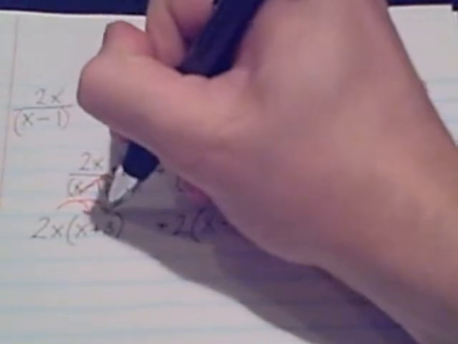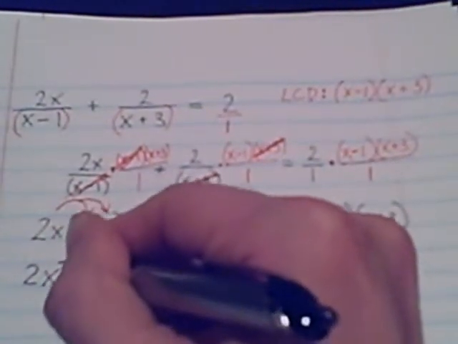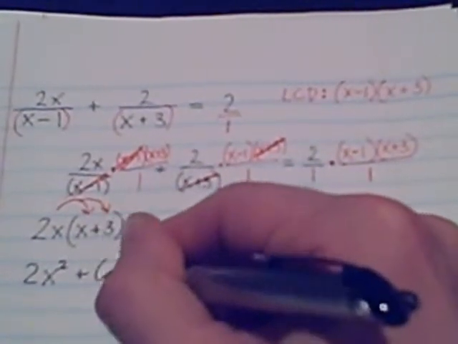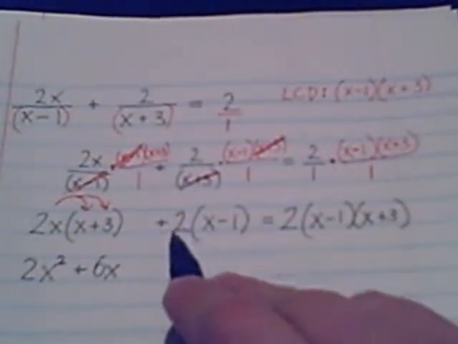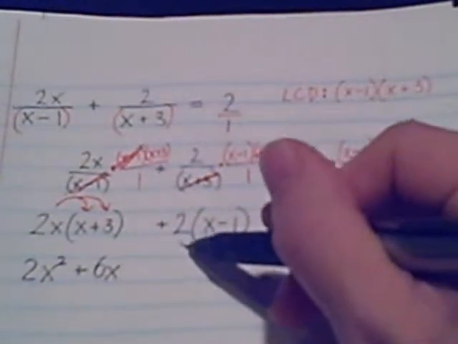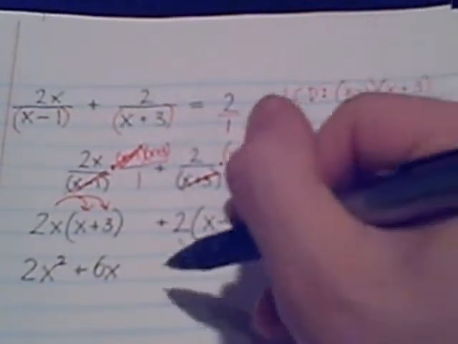Starting all the way on the left, we're distributing this 2x. So I have 2x times x and 2x times positive 3. That's giving us a 2x squared plus 6x. In the middle, distribute this positive 2, gives us a positive 2x minus 2.